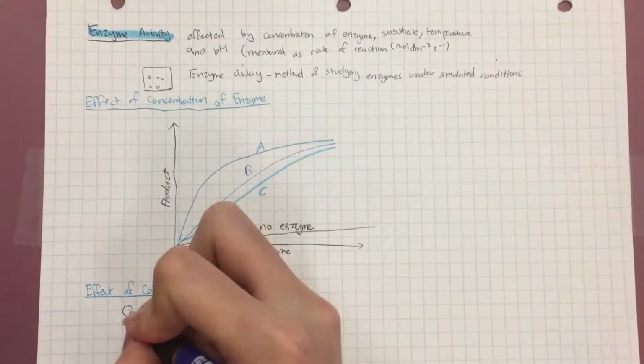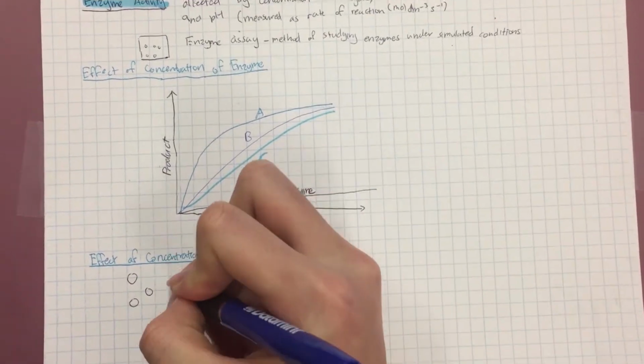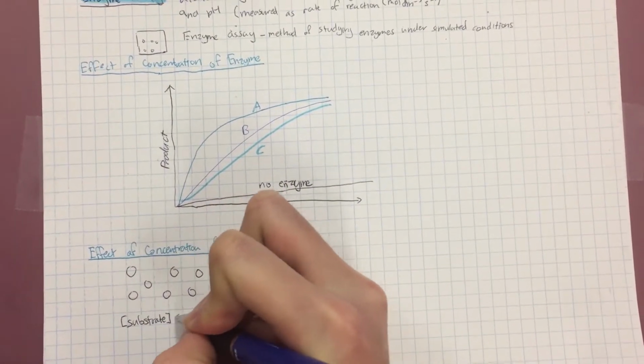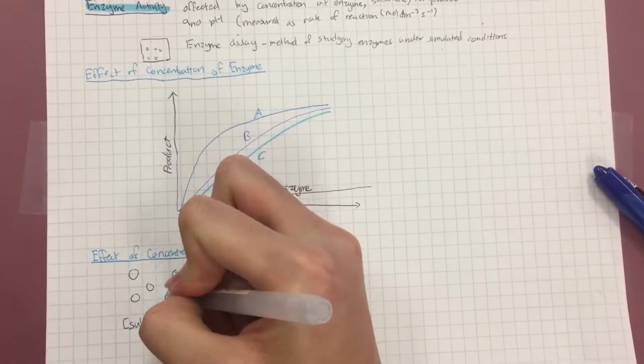When the substrate concentration is relatively lower than the concentration of the enzyme, the rate of reaction will increase as the substrate concentration approaches the level of concentration of enzyme.